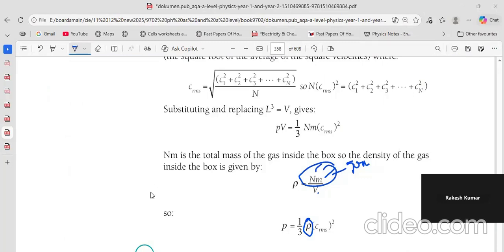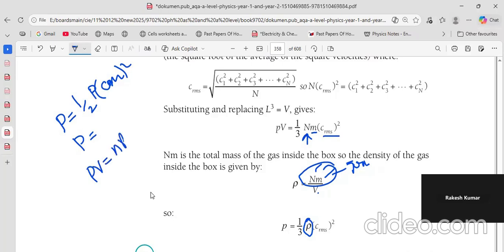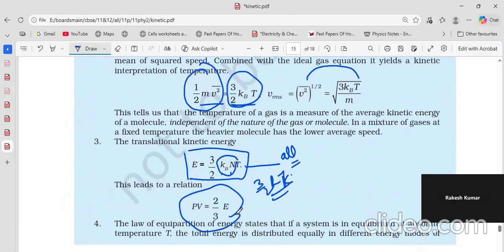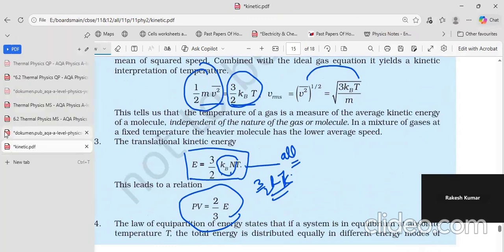Make a note. One is that pressure is dependent on rho into C RMS square, one relationship. Then P is equal to, if they give you the number of moles, number of molecules and the mass, then you can use this relationship. Otherwise, you can use PV. This is the other relationship. Then PV is equal to 2 by 3 E. So this relationship.